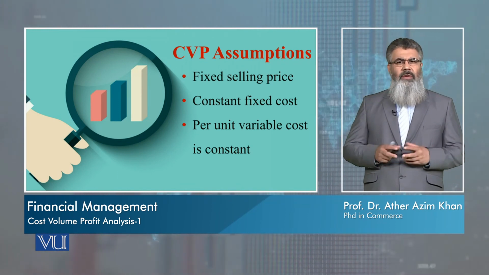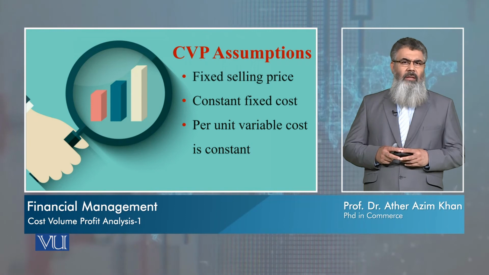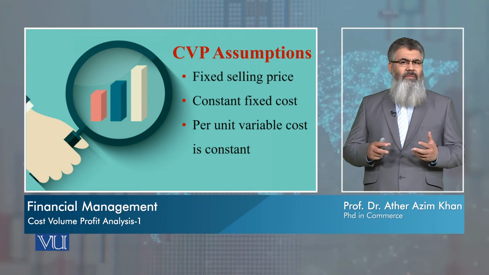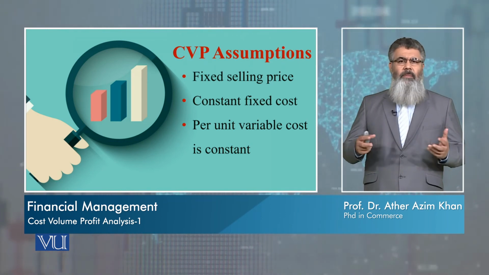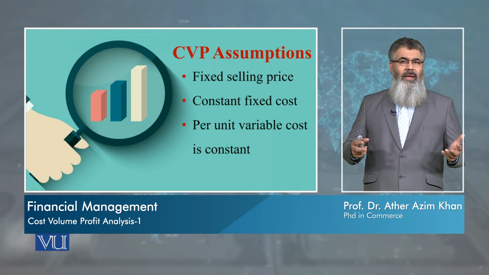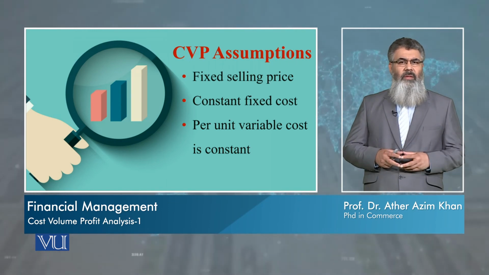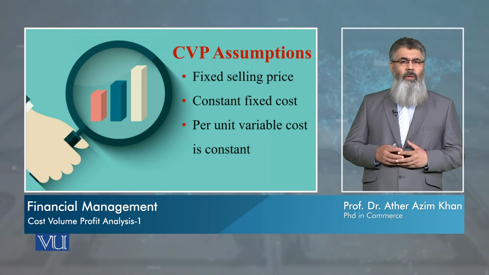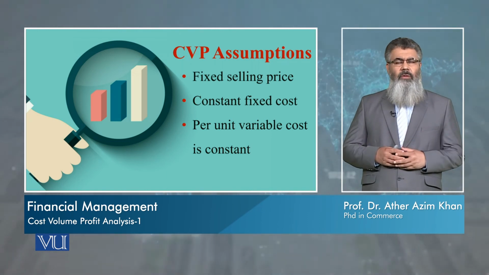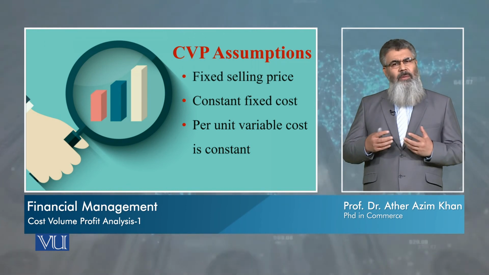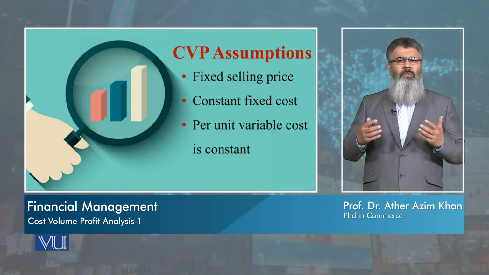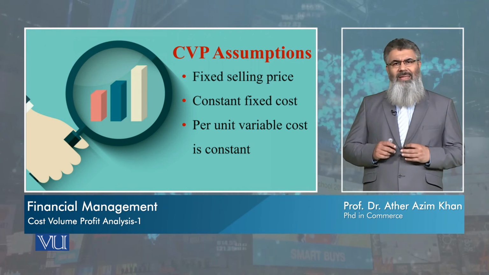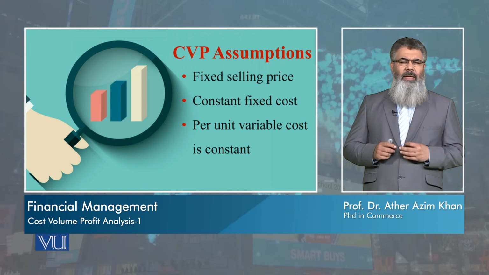Again, it is a realistic assumption, because in the short run, the per unit variable cost does not change. Now the question is, what is included in variable cost? For example, raw material, the direct material cost is part of the per unit variable cost. The labor which is directly working on that is also a part of the per unit variable cost. And there is a possibility that over time these costs go up or down. So these three assumptions are the basic assumptions of CVP analysis.